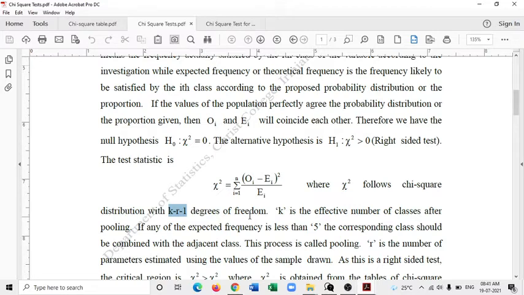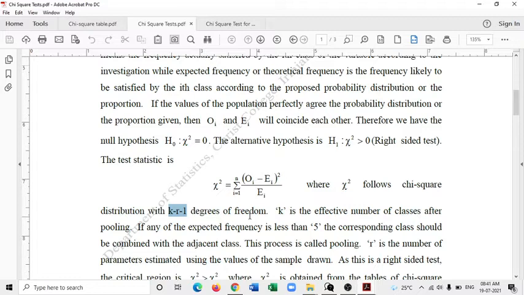r is the number of parameters estimated using the sample. In the case of binomial distribution, if you are estimating p using the sample data, then r will be 1. In the case of fitting a normal distribution and testing the goodness of fit, we have to determine two constants, mu and sigma square, from the data. Therefore, r will be 2. So in short, r is the number of parameters determined or estimated using the data given.